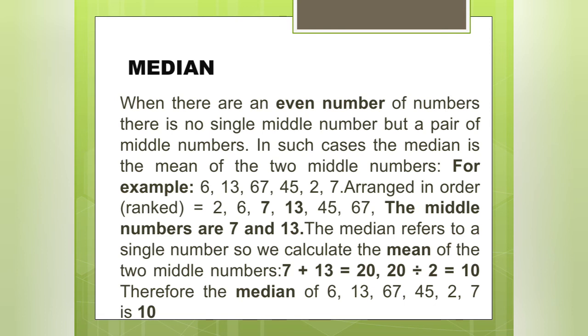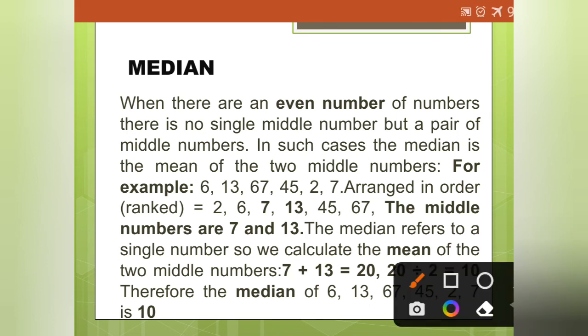When there is an even number of numbers, there is no single middle number but a pair of middle numbers. In such cases, the median is the mean of the two middle numbers. For example, 6, 13, 67, 45, 2 and 7. Now there are 6 values in this data set. First of all, we arrange it, so we get 2, 6, 7, 13, 45 and 67. The median of this data will be the average or mean of 7 and 13. So 7 plus 13 equals 20, and we divide 20 by 2, which gives us 10. So 10 is the median of this data set.